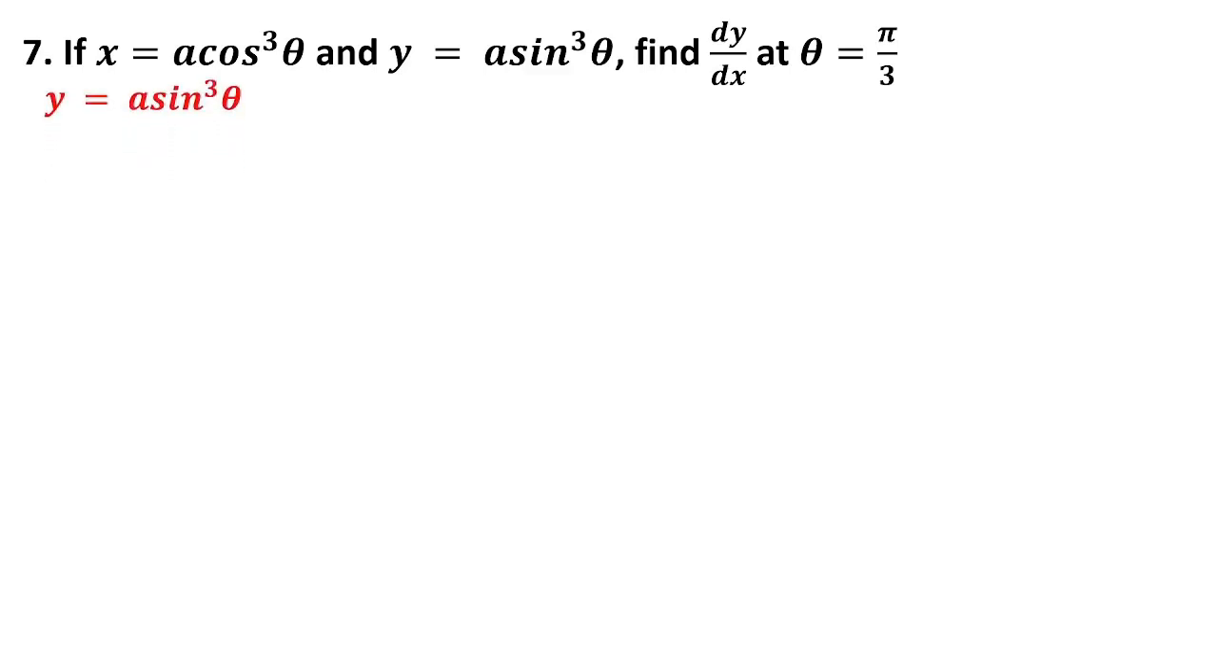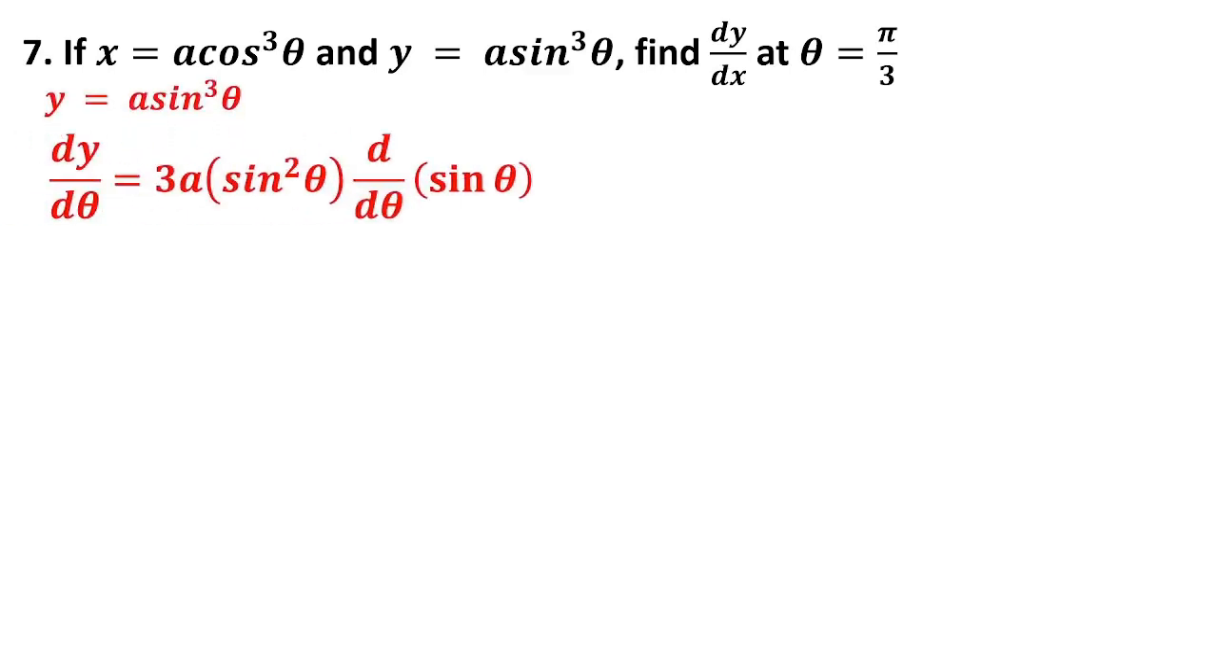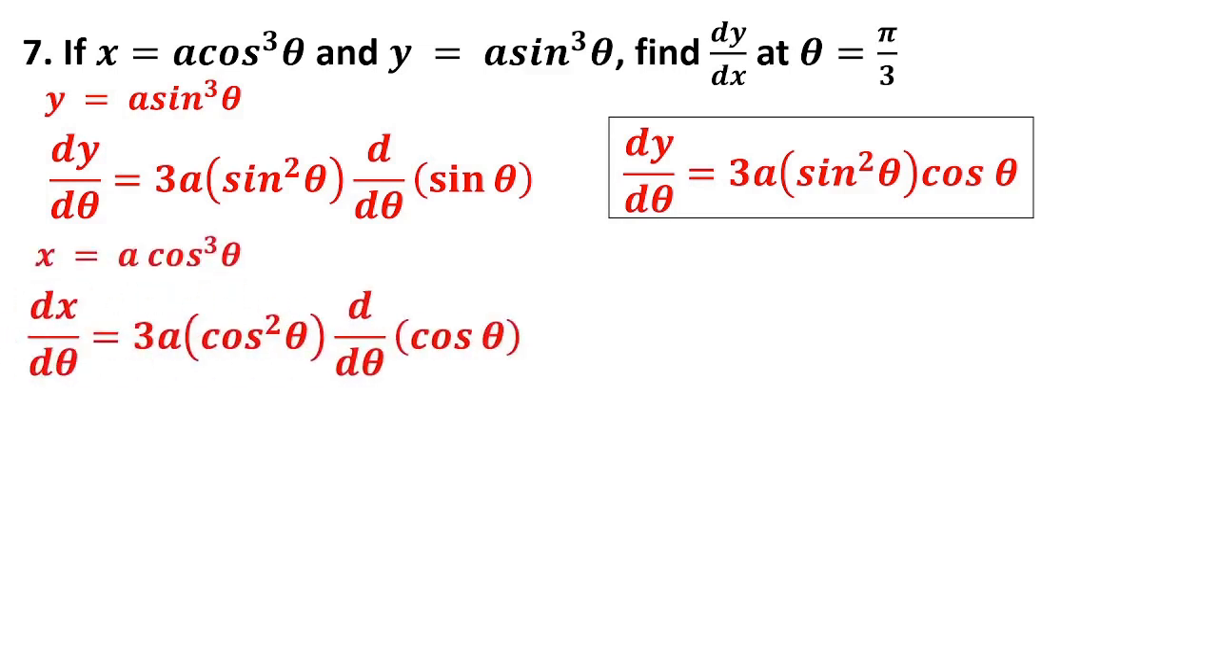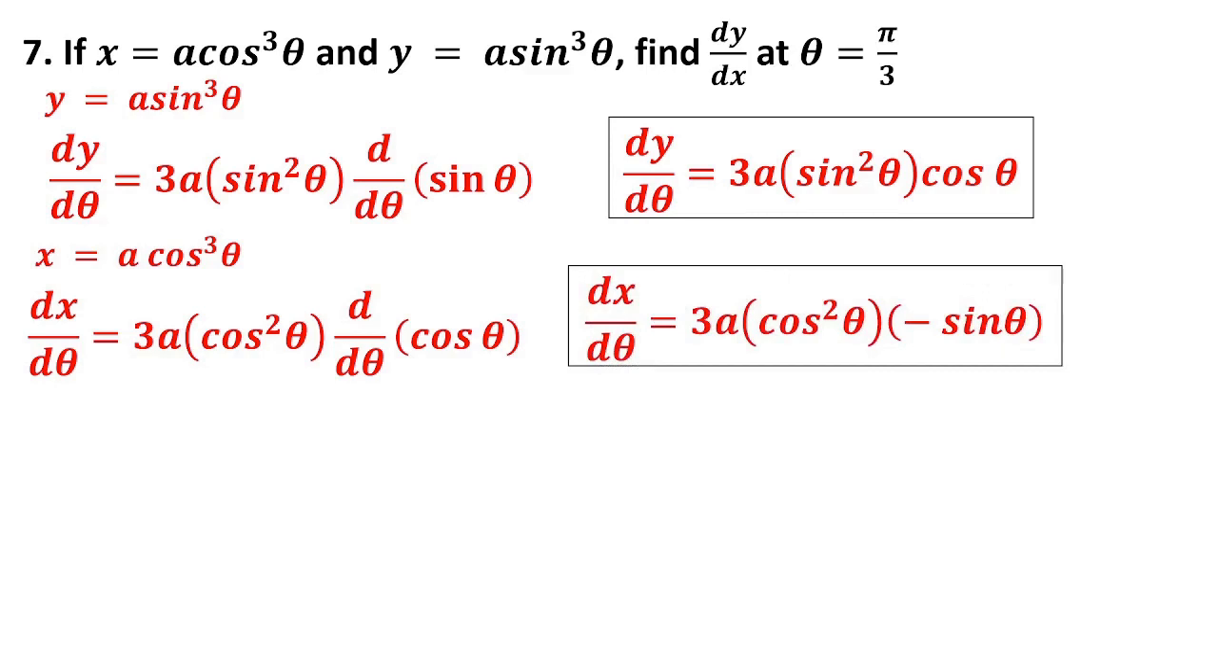Let us now take x is equal to a sin cube theta. You know what is its differentiation? 3a sin square theta. Therefore, it is 3a into sin square theta into differentiation of sin theta, which is cos theta. Similarly, for y equal to a cos cube theta, it is 3a cos square theta into d by dθ of cos theta, which is minus sin.